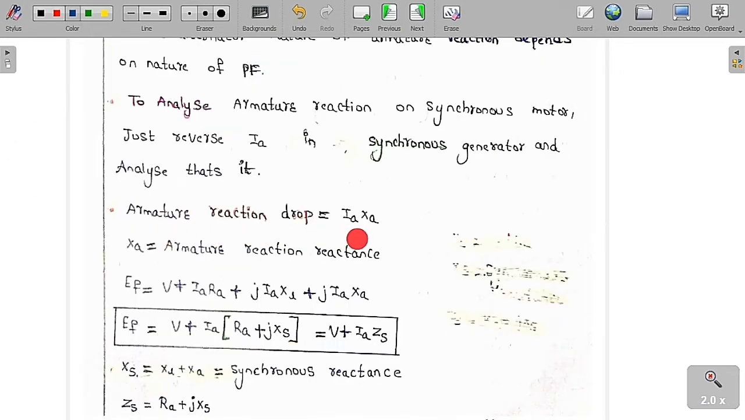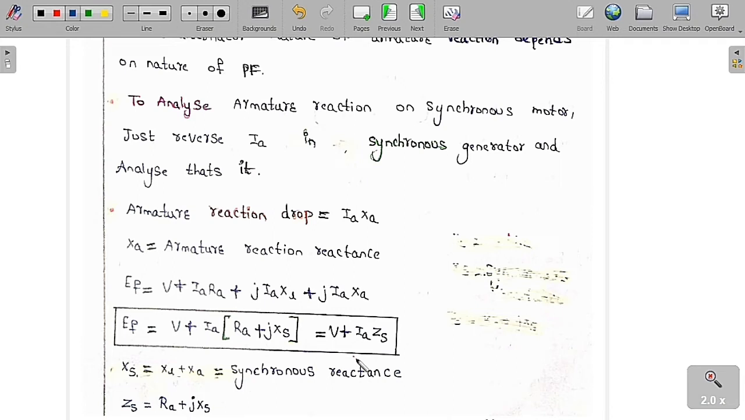Armature reaction drop is equal to IA into XA, where XA is called the armature reaction reactance. Then EF is equal to V plus IA into RA plus j IA XL plus j IA XA. Taking IA common, EF is equal to V plus IA into (RA plus jXS), where XS is the summation of XL plus XA. XS is called the synchronous reactance, so EF is equal to V plus IA into ZS, where ZS is equal to RA plus jXS. This is the perfect equation of a synchronous generator.